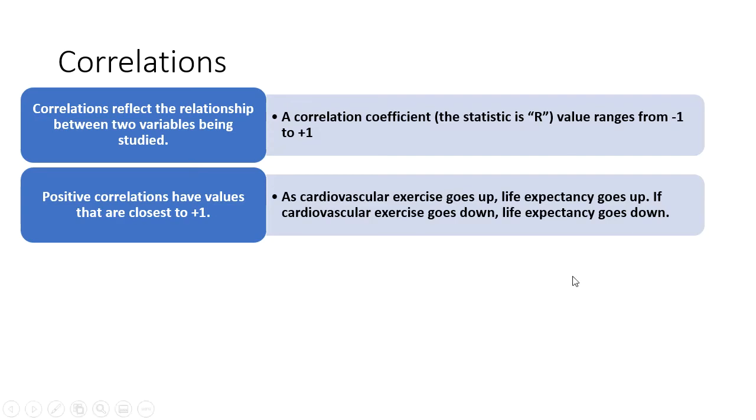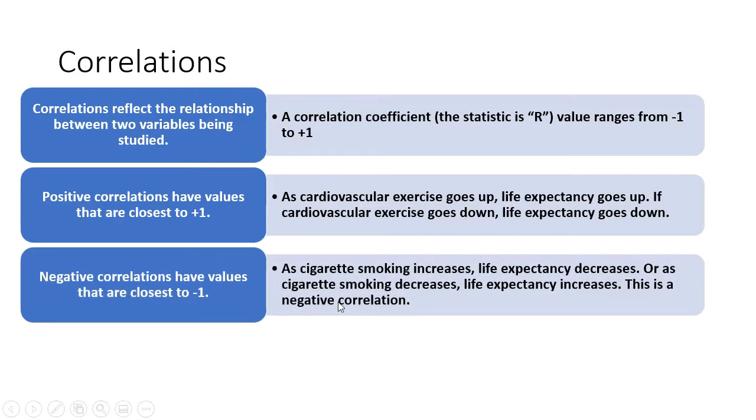Okay, let's take a look at a negative correlation. So cigarette smoking, right? The more you smoke, the shorter you're likely to live. So as cigarette smoking increases, life expectancy decreases. But at the same token, the less you smoke, the longer you're likely to live. So as smoking goes down, life expectancy increases. They go in opposite directions. When one goes up, the other goes down. That's a negative correlation. And like I said, the closer you are to -1, the stronger the negative correlation is.